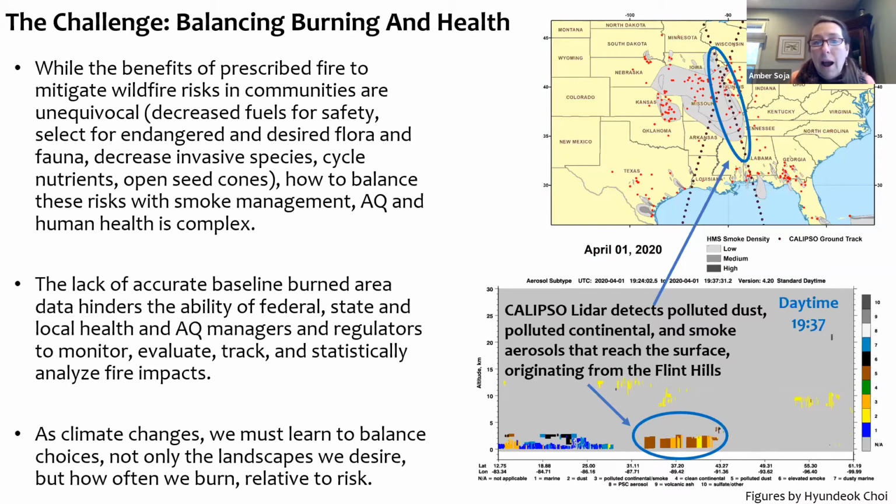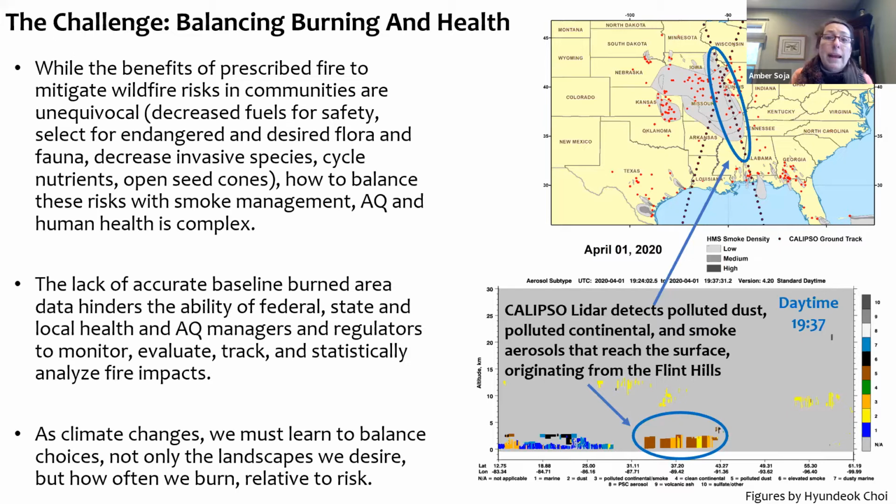I do want to highlight, because there's been a lot of back talk about all of this, that fires are a completely natural process. We want fire on our landscapes. We are not trying to get rid of fire. Fire has a lot of benefits. It decreases fuel, so we have safer communities and safer firefighters. We can select for the species and the flora and fauna that we want on our landscapes. We can decrease invasive species, cycle nutrients, and fires have a lot of values on our landscape.